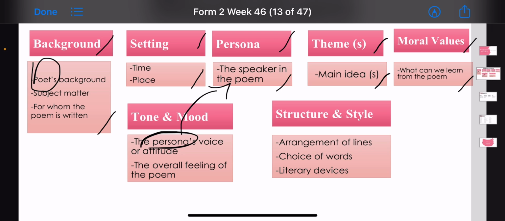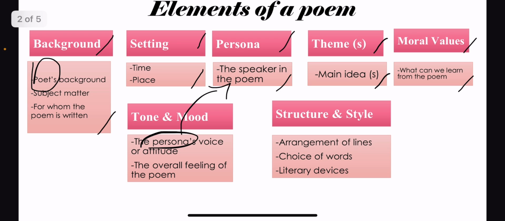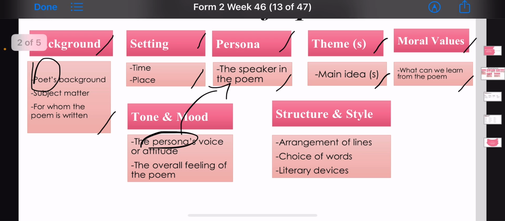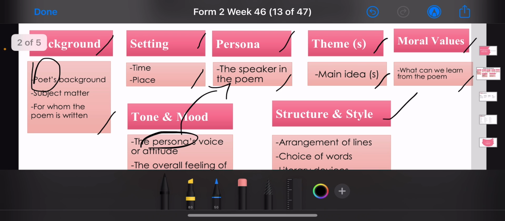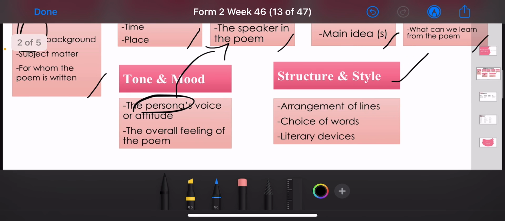Okay, now last but not least, in elements of a poem, there's the structure and style. Okay, structure and style is not that important for you, but there's one thing that matters to you most: the literary devices. Okay, arrangement of lines, choice of words, those are technical. It seldom asked in exam, seldom or never. Okay, but literary devices, they are sometimes and a lot of times asked in examinations.